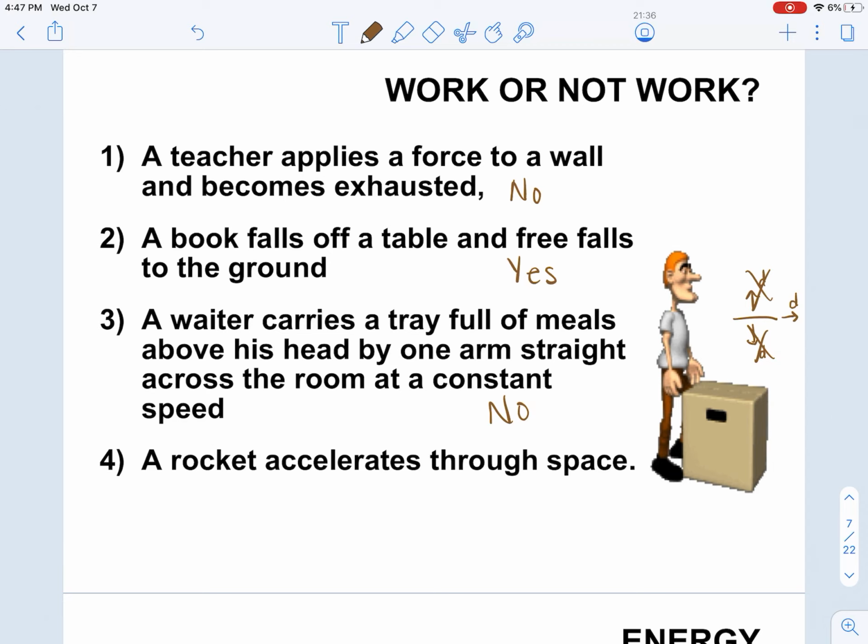A rocket accelerates through space. Yes, work would be done. There is a net force acting on that rocket in order to cause the displacement, so there would be work performed on the rocket. All right, so that is what we need to know about work. It's force times displacement, and when appropriate, times the cosine of theta. And we need to understand when there is work, when there's no work, what it means to have positive work, what it means to have negative work, and remember that work is scalar. So now let's talk about energy.